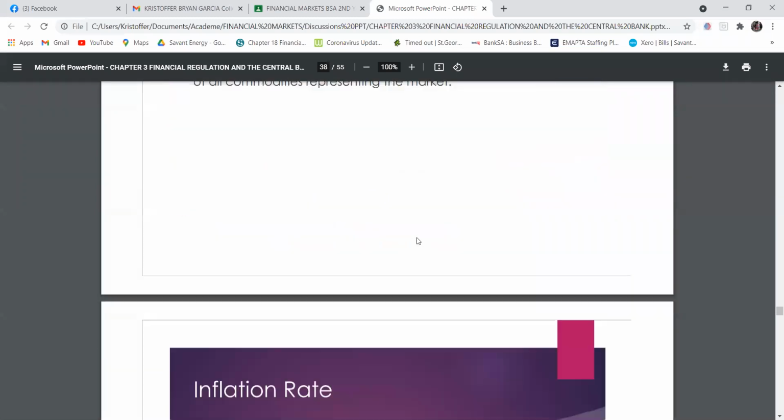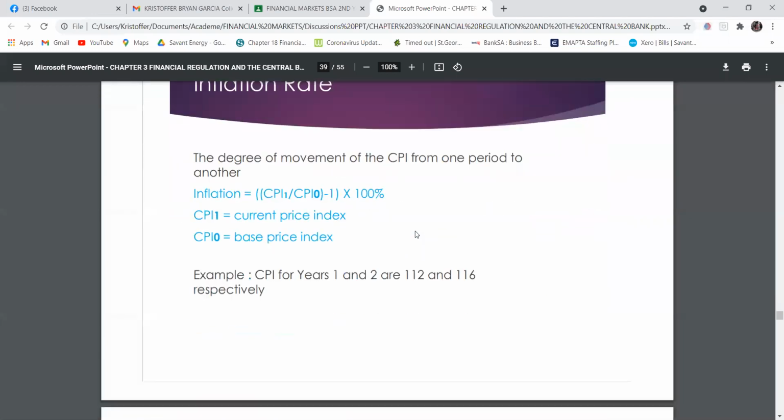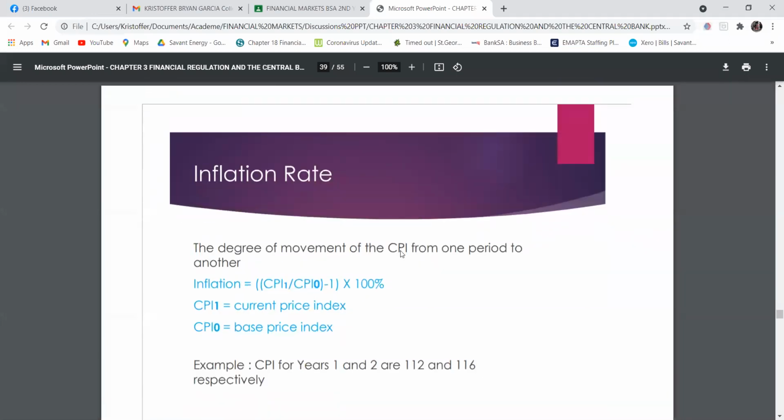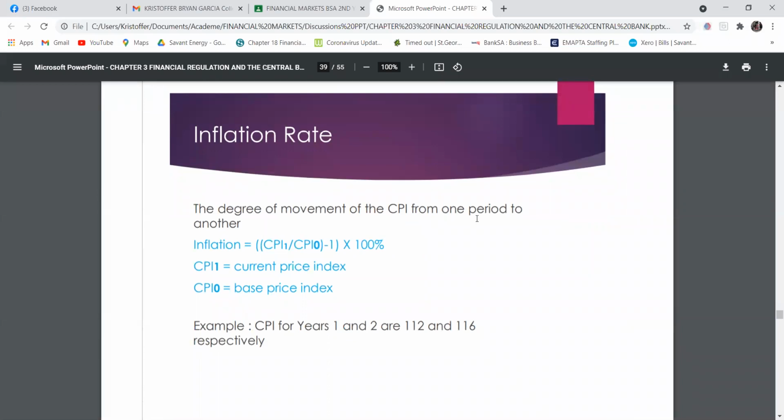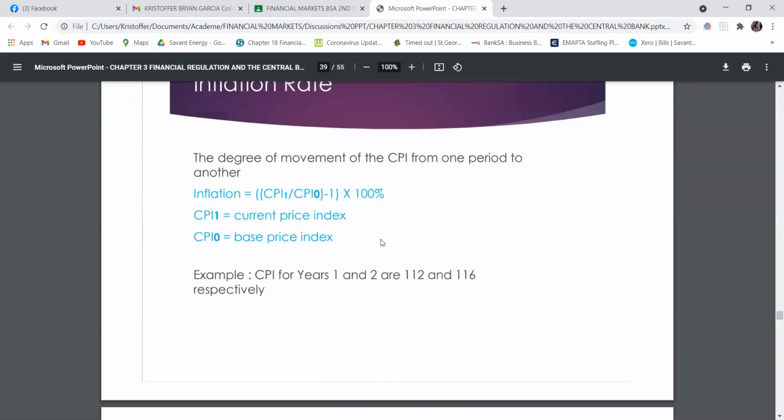So, parang ganon. So, inflation rate, the degree of movement in the CPI from one period to another. So, inflation is equal to CPI sub 1 divided by CPI sub 0 minus 1. So, ano lang siya, more on formula. Pero, sir, magko-compute ba tayo dito sa subject na to? The answer is no, kasi more on economics related naman to. Pero, mas maganda, alam nyo lang din yung formula.